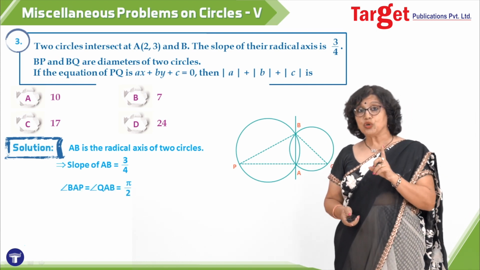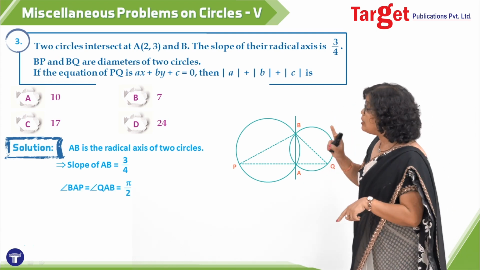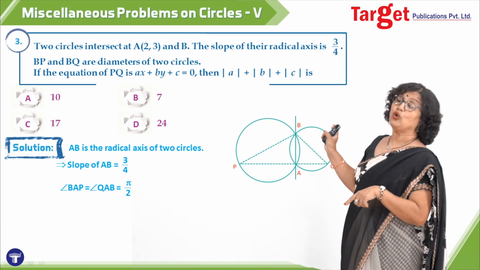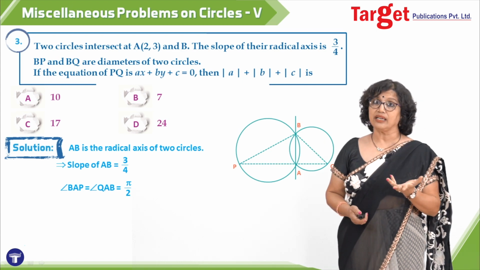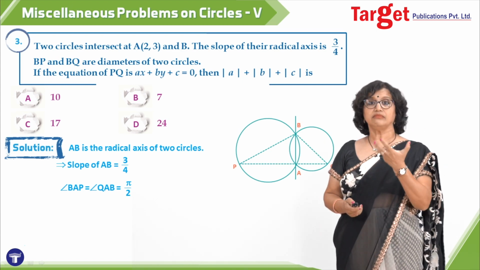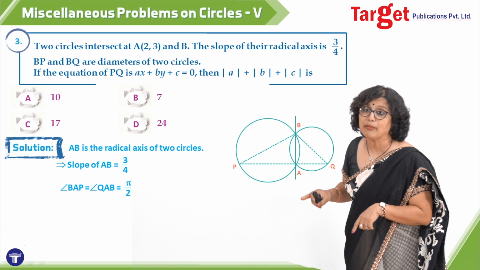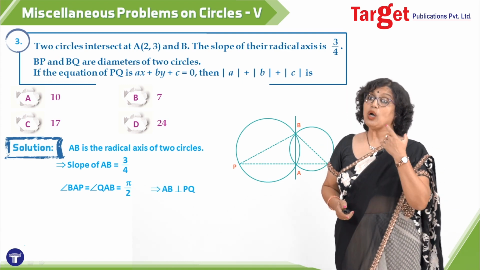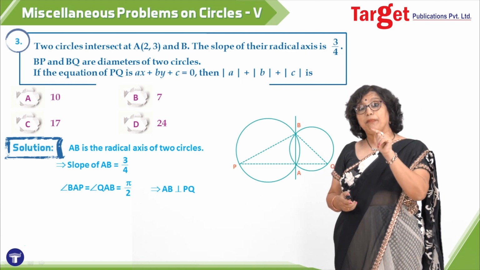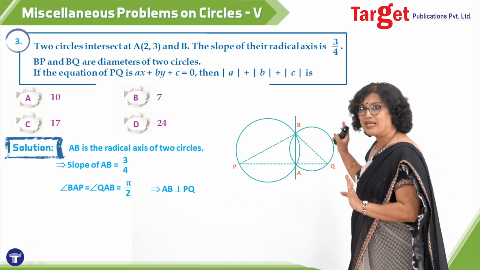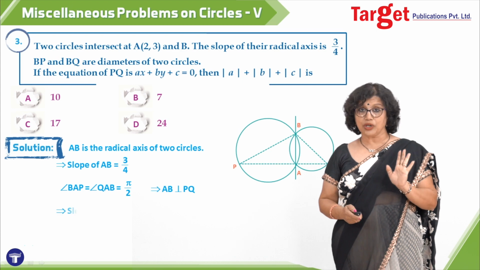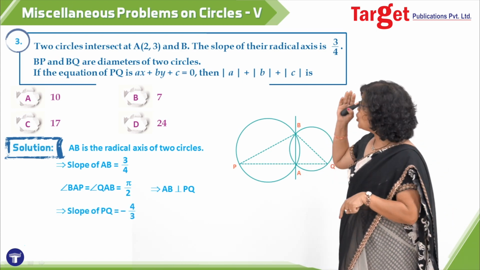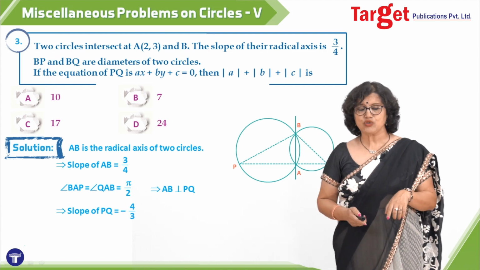Correct? Also, I observe that angle BAP and QAB are 90 degrees. Why am I saying it is 90 degree? Because BQ is a diameter. Similarly, BP is a diameter. So angle BAP also turns out to be 90 degree. So that tells me that AB is perpendicular to PQ. You can see that in picture. AB is perpendicular to PQ. So slope of PQ I can write now because slope of AB was known to me. So I write it as minus 4 by 3.